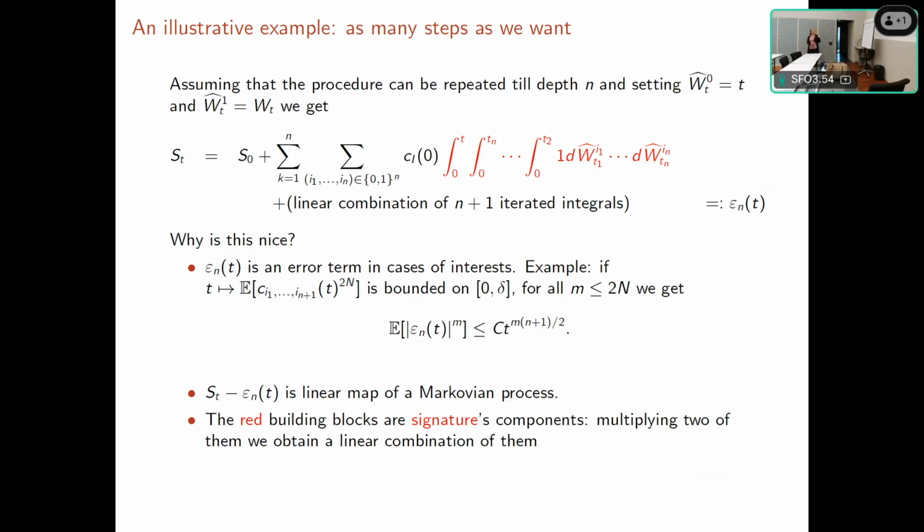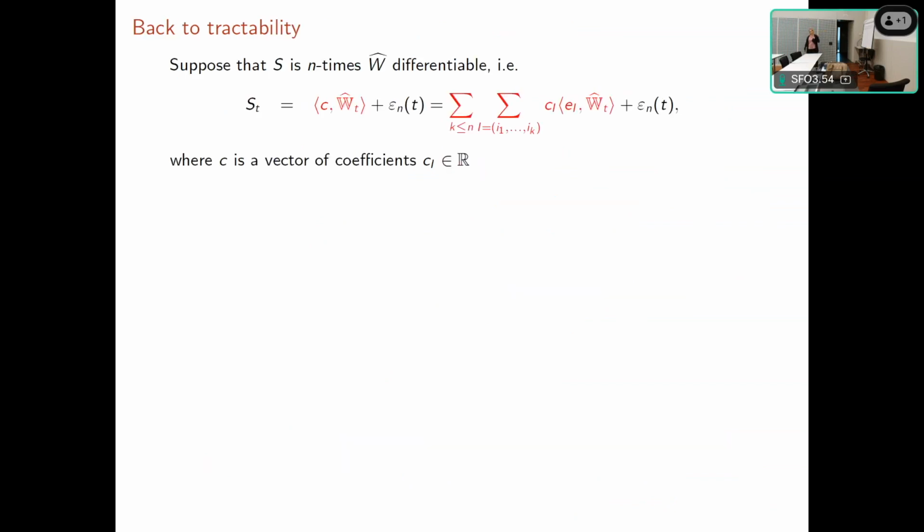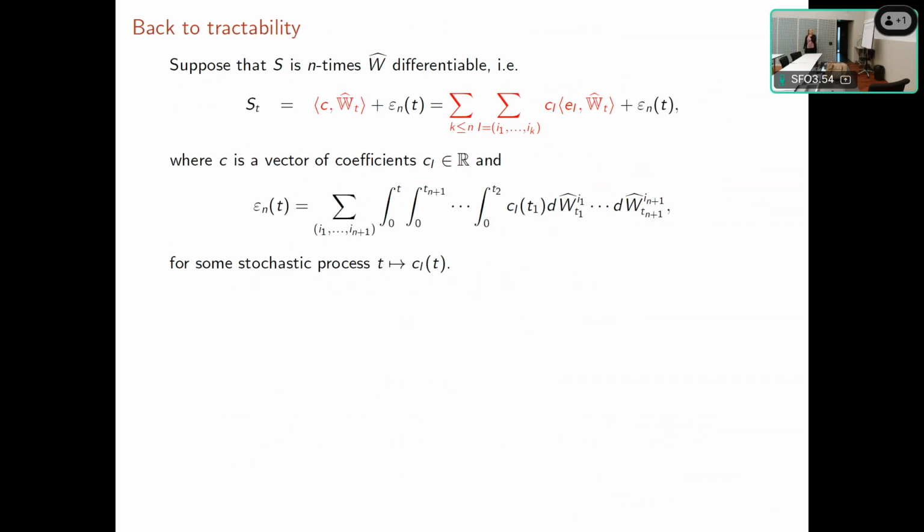Okay, let's go a bit deeper in these points. Yeah, the first one. Okay, so we said that our process, now we will write it in a more compact way like this. So C is a vector where we put all the coefficients, so all the Ci0, okay?